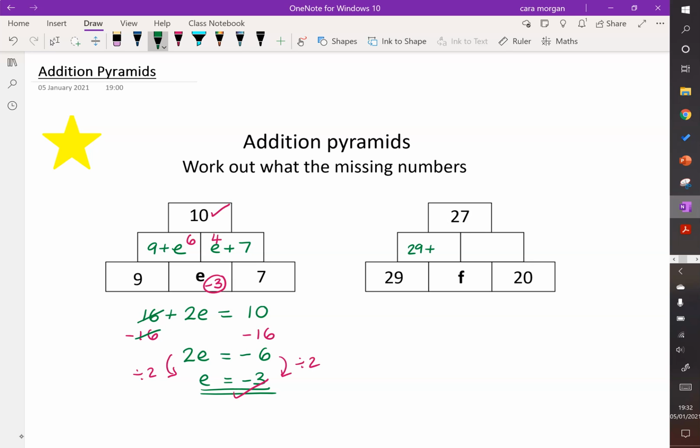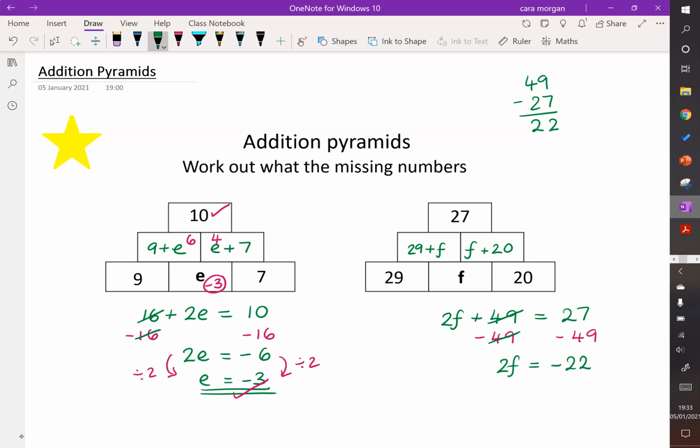So 29 add F and F add 20. If I add those bricks together, I get 2 F's and I get 49. And that must make 27. I'm going to subtract 49 from both sides. Well, I know that 49 subtract 27 is 22. So I think that 2 F's must be worth negative 22 because I've got to do it the other way round. But that's how I do that.